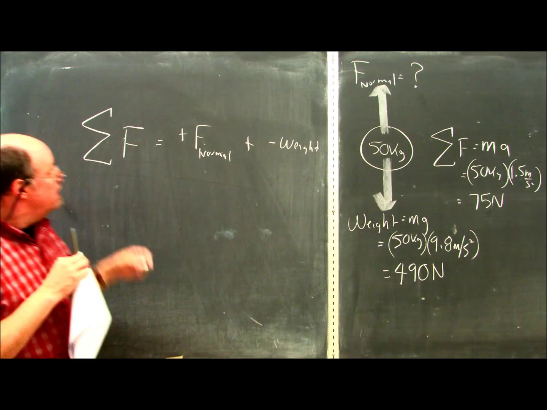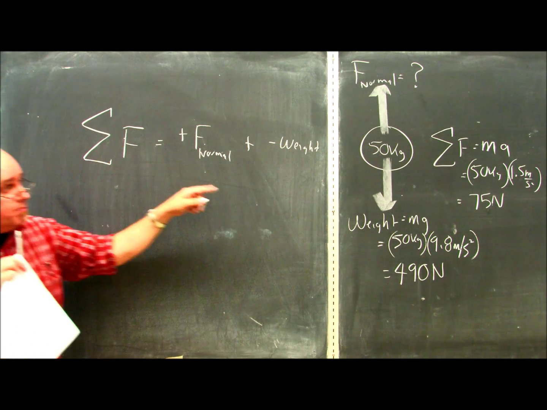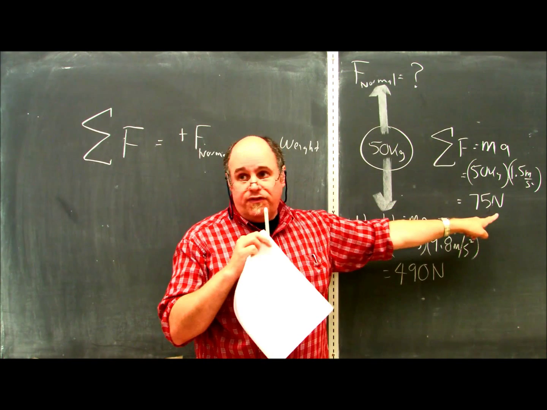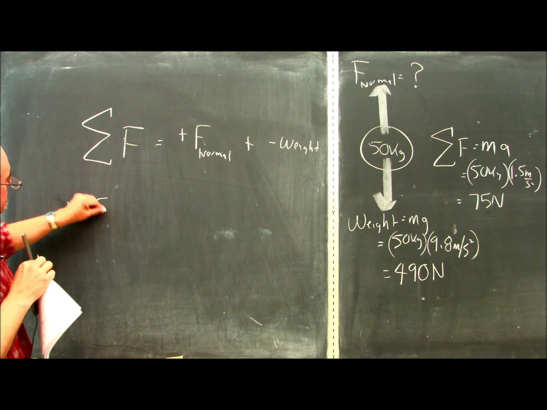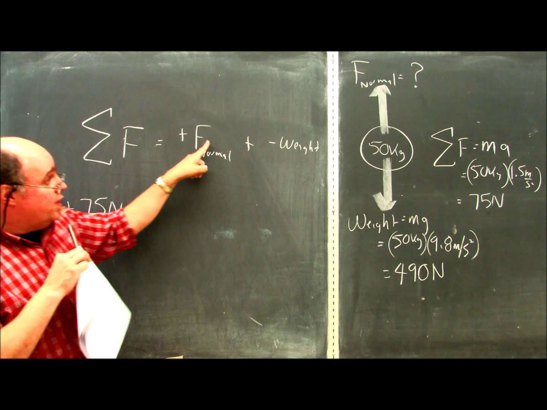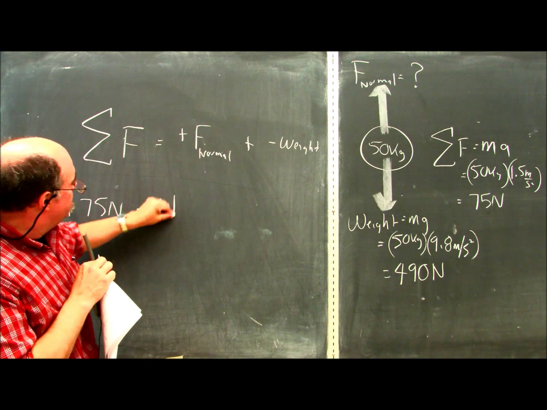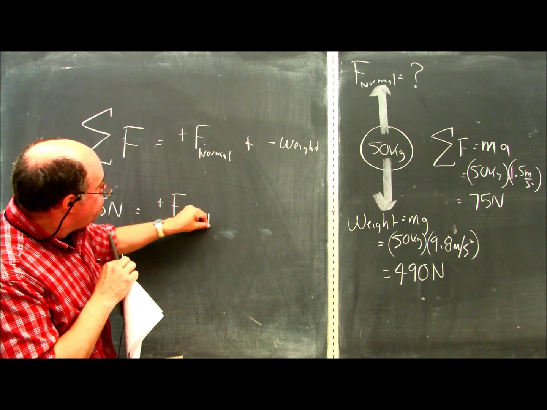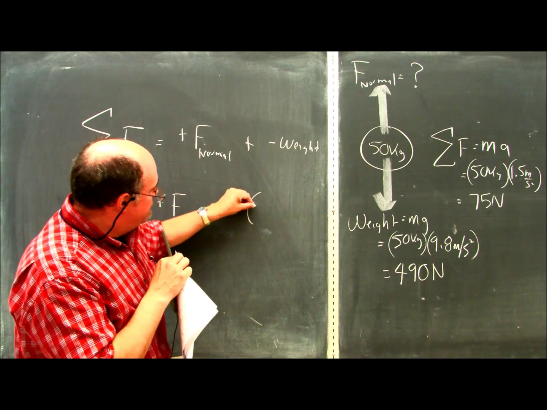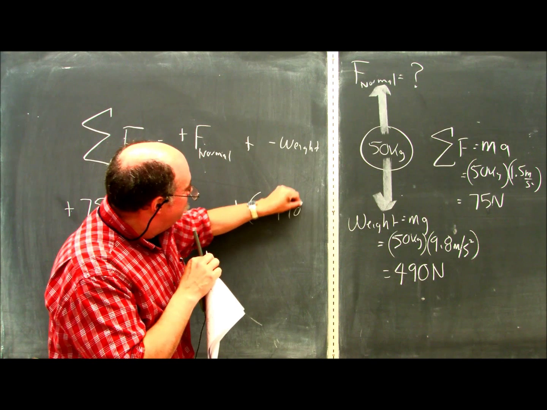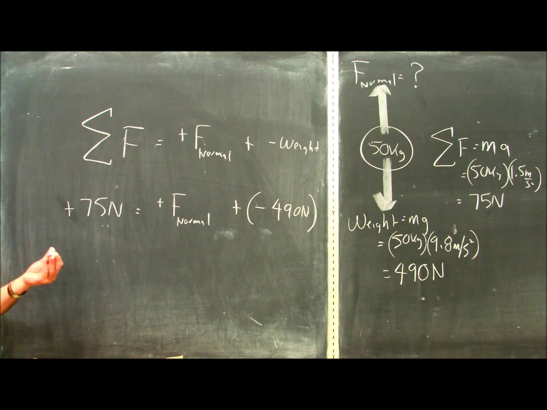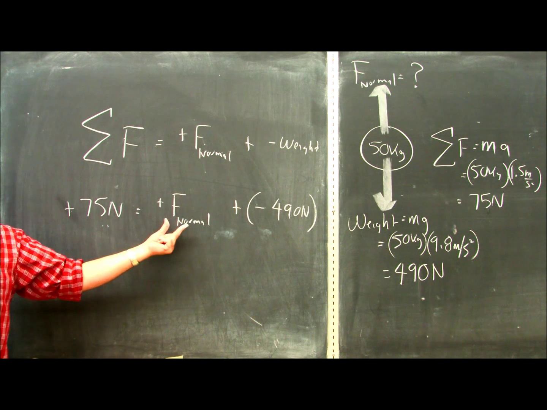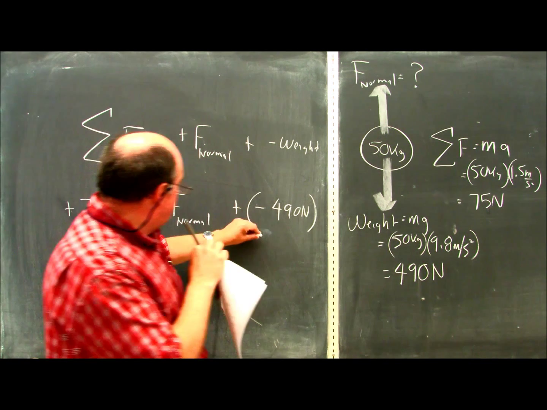And that's it. So I know what the sum of all the forces is because I did it over here. The sum of all the forces is a positive 75 newtons. And that equals the normal force, which is unknown, and the weight, which is this number, negative 490. So I just want to solve this equation. How do I get force normal by itself? Well, I'll add 490 to both sides.